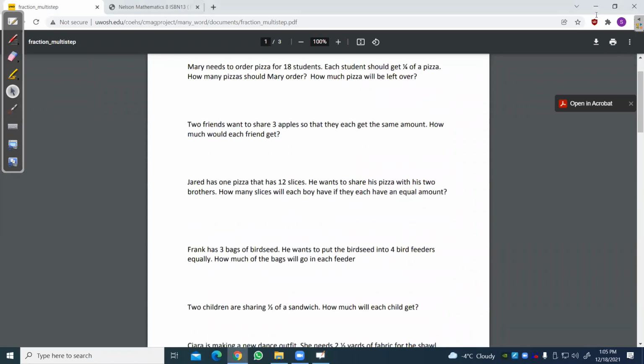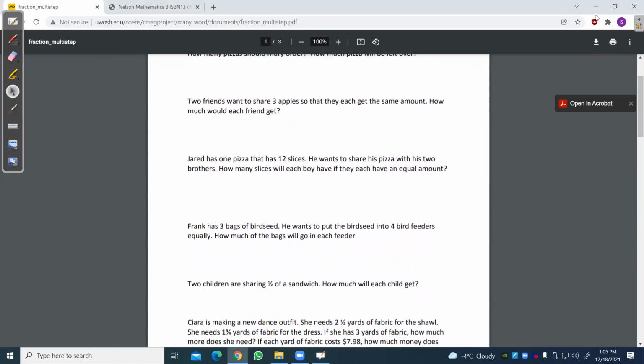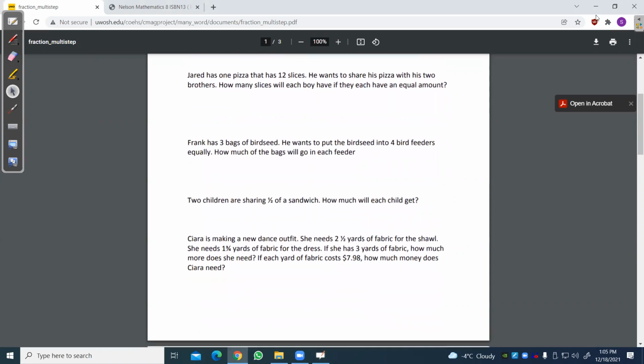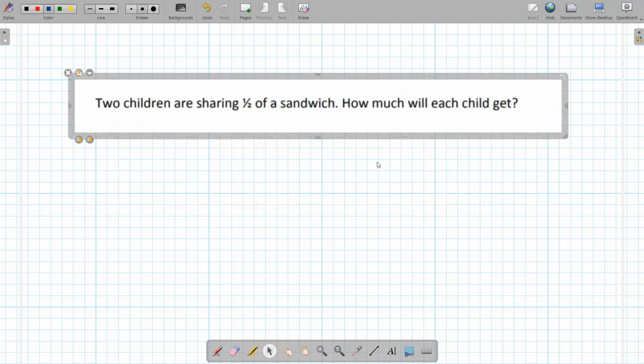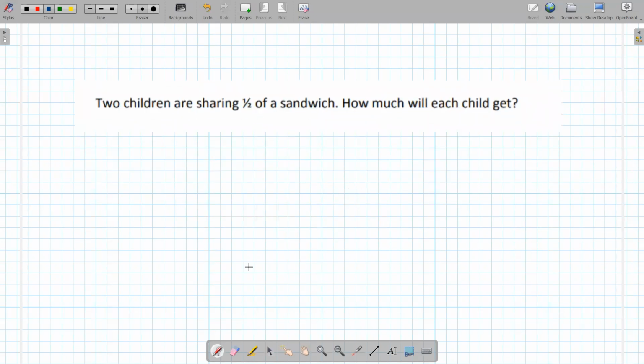Let's see if there's more difficult ones. All right, 2 children are sharing half a sandwich. How much will each child get?